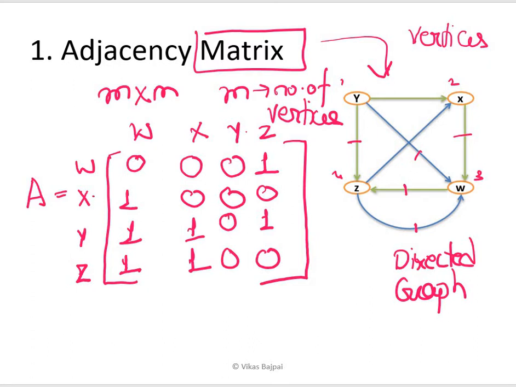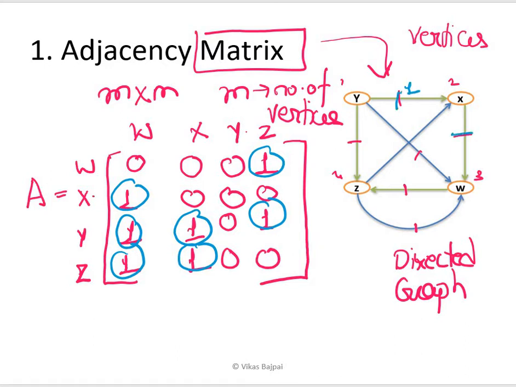Now one thing to observe is that if you count the number of ones in this particular matrix, in this case I have 1, 2, 3, 4, 5, 6, 7, and the total number of edges should be the same. Counting the edges, I have 1, 2, 3, 4, 5, 6, and 7. So this value matches. That means we are in good shape.